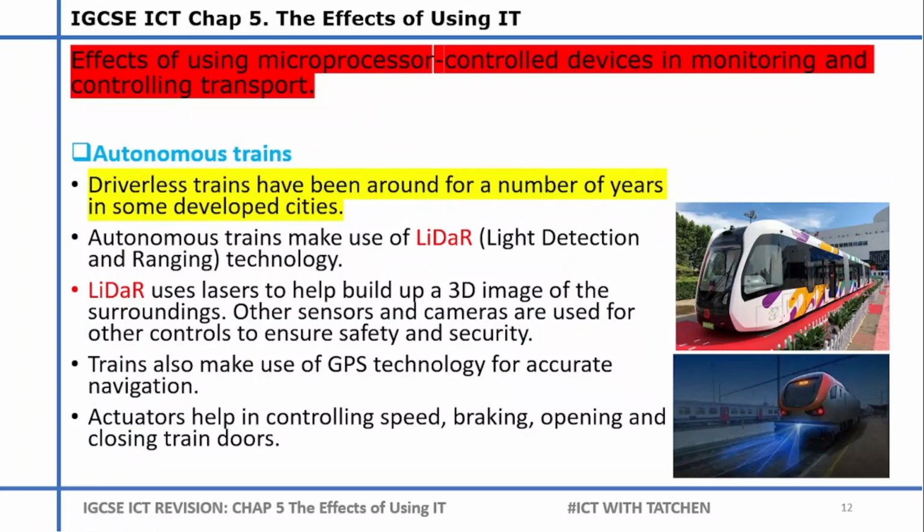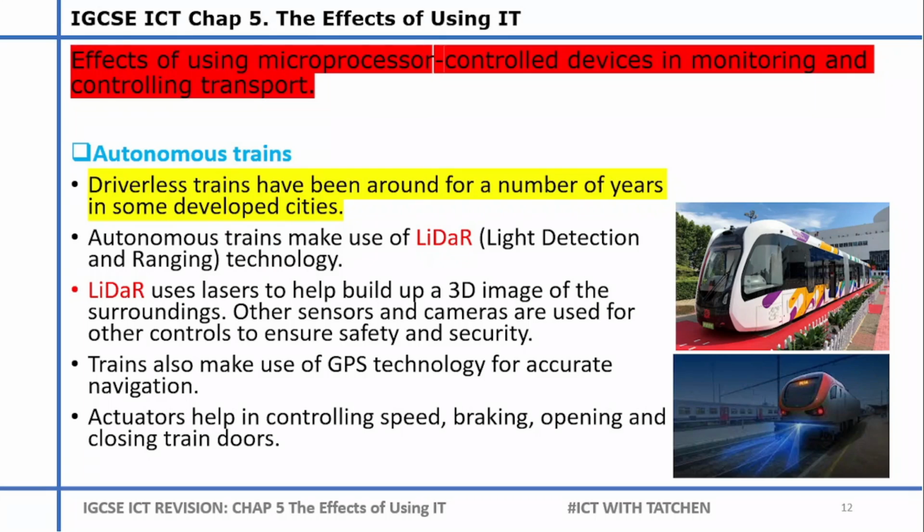These are also microprocessor controlled devices, just like the cars. These ones are trains, so driverless trains. They've been around for a number of years. If you go to developed cities, in China, you find them. Japan, you find them. USA, you find them. The UK, you find them.